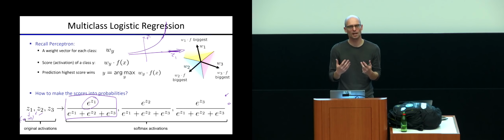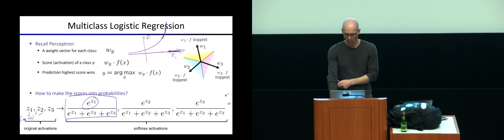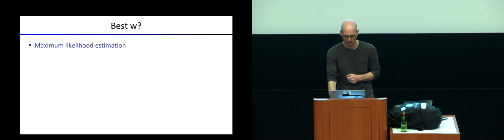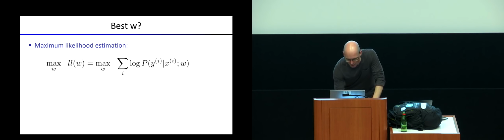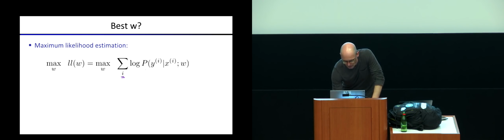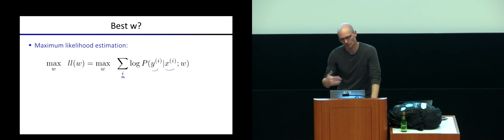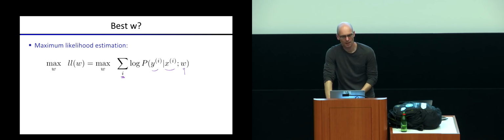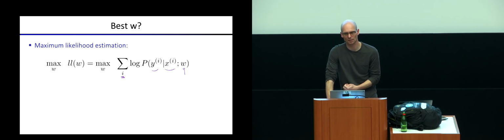We can again do maximum likelihood estimation. We can say, okay, which W is the best W? Well, the best W is the one that maximizes the likelihood of the labels given the features. So that's this quantity over here. I sum over all data points. I look at the log probability of the label given the input vector under a choice of parameter vector W. And the one that we conclude is best is, among all infinitely many choices of W, the one that maximizes this. Again, this is very similar to what you covered with naive Bayes.